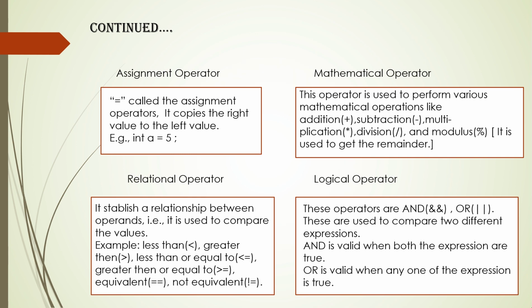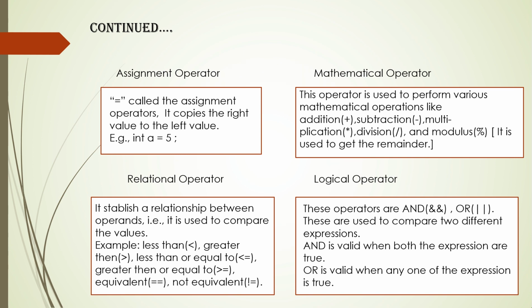See, the less than sign you all know, and here I have mentioned it in the bracket also, and the same for greater than. For greater than or equal to, it is first the greater than sign and then equal to. For equivalent, it is the double equal to sign. For not equivalent, it is first the exclamation mark followed by the equal to sign. Please do remember all the symbols.